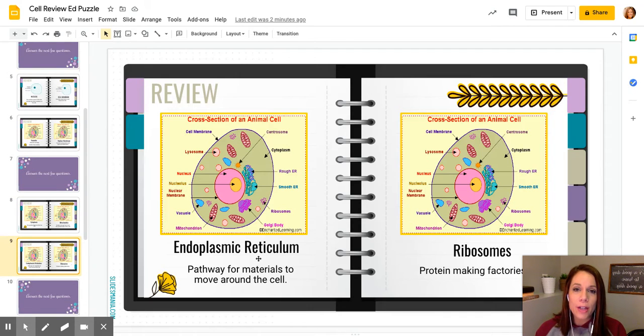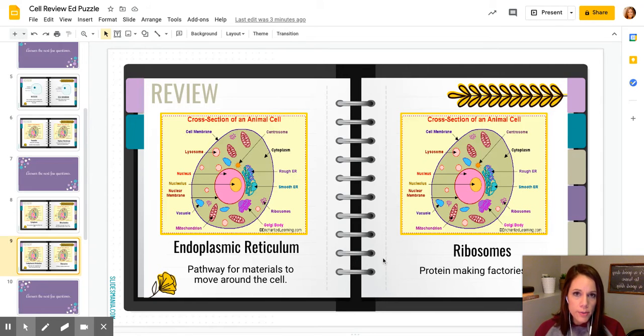The endoplasmic reticulum, or ER, is a pathway for materials to move around the cell. So I think of it kind of like a hallway or a conveyor belt. It moves important materials around the cell.